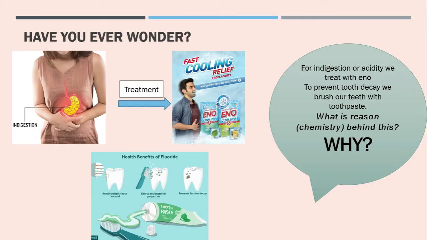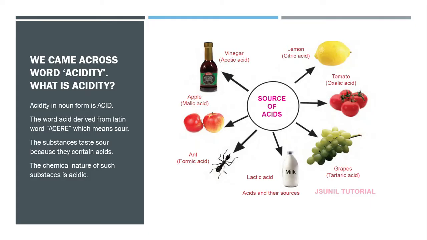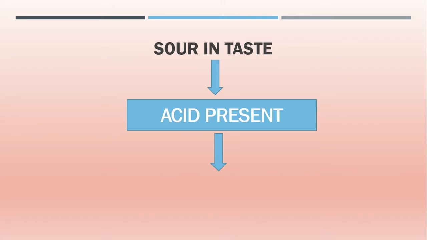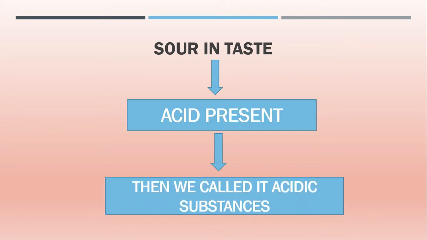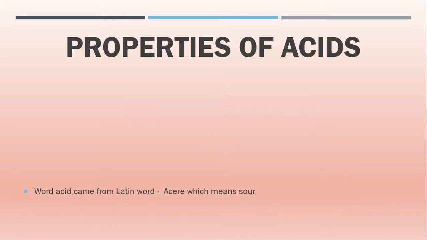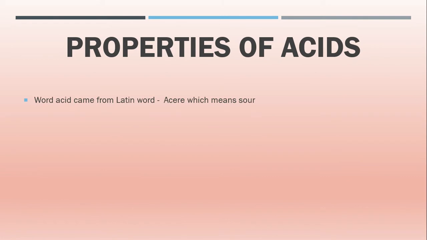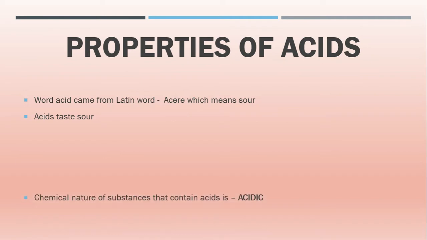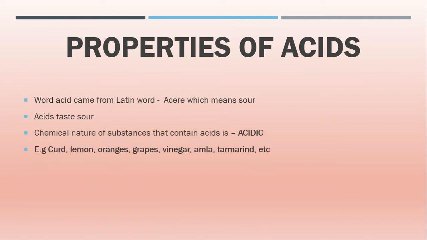We have already discussed what is acid. Acids are those which are sour in taste, and any substance which is sour in taste we call an acidic substance. We also discussed some of the properties. What are the properties of acid? The acid tastes sour. That means any substance which is sour in taste contains acid, and if it contains acid, then we call that substance an acidic substance.